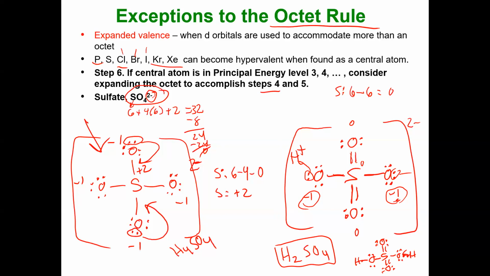So very powerful. Lewis dot structures help us understand structure, and structure helps us understand properties, and it also helps us understand the formulas of these polyatomic ions as well.